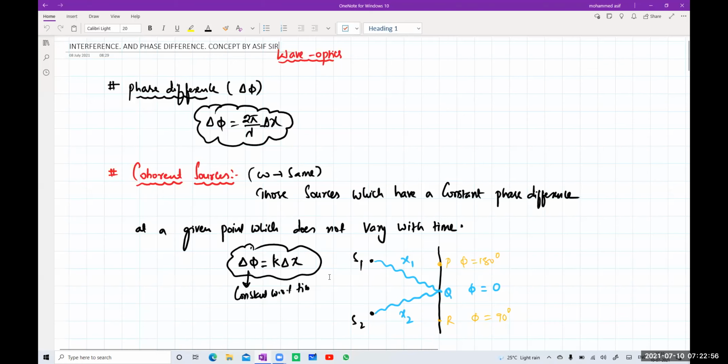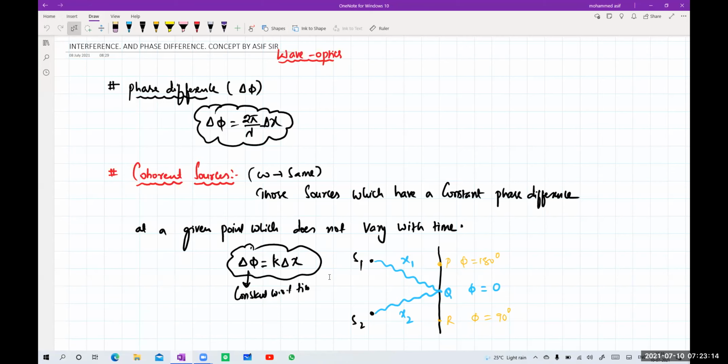Chalo. See the first side heading, beta, phase difference. I already told you this one in the waves. The phase difference is represented by delta phi, and it is given by the formula delta phi is equal to 2 pi by lambda into delta x. Delta x is known as what, beta? Path difference. And delta phi is known as the phase difference.